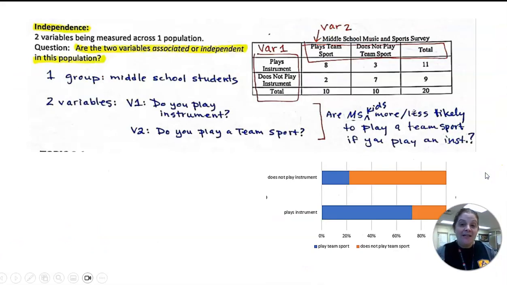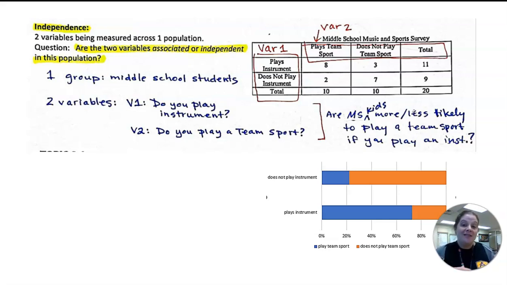All right, so again, in your notes, there's this example, and it's talking about a middle school music and sports survey. And so what happens is we take a sample of middle school students and we ask them two questions. My two questions are, do you play an instrument and do you play a sport? And so everybody answered my question. I have two answers from every person. And so I'm not trying to compare instrument players to sports players. I'm looking at middle school students in general. And I'm looking, are these two variables independent or dependent in this population?